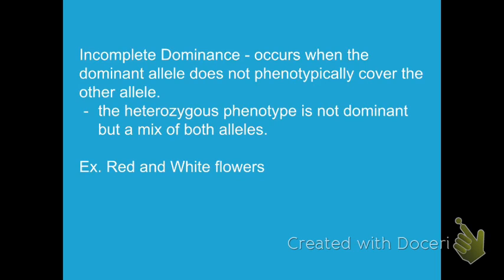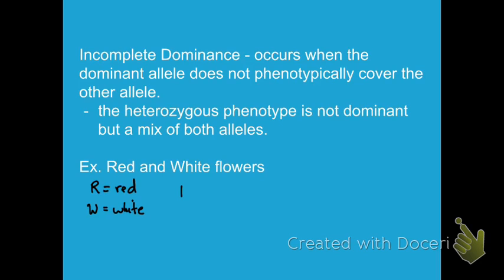mixture of the two. So the best way I think I can explain this is to use an example of red and white flowers. Red and white flowers are an example of incomplete dominance. And so if you have an allele that is big R, it'll be for red. And if you have an allele for big W, it'll be for white.